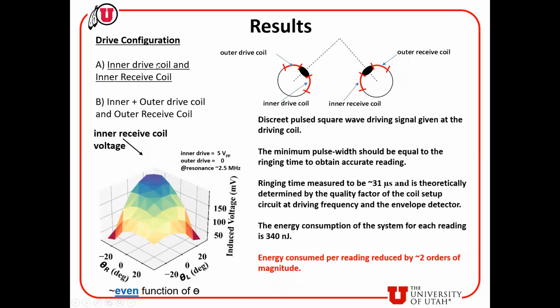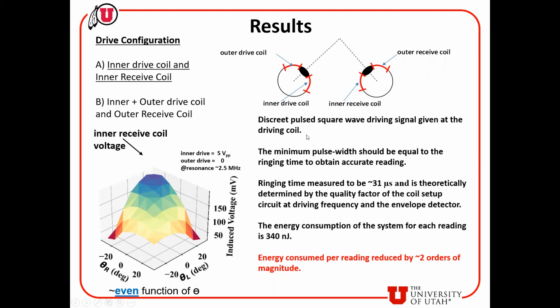So here we have the different drive configurations for our coil. We have used configuration A for this approach, where we have applied 5-volt peak-to-peak voltage on our inner drive coil at a resonance of 2.5 megahertz, and this graph shows the induced EMF on the inner receiving coil, which established the angle versus induced voltage dependency.